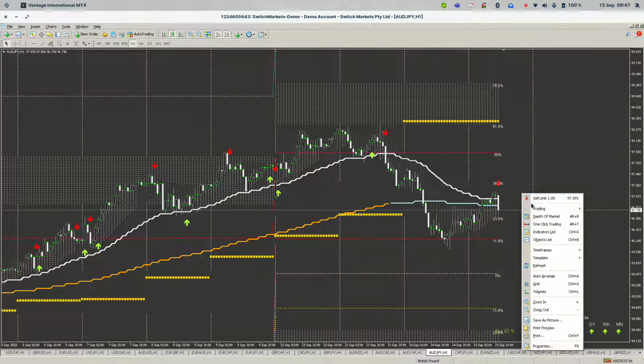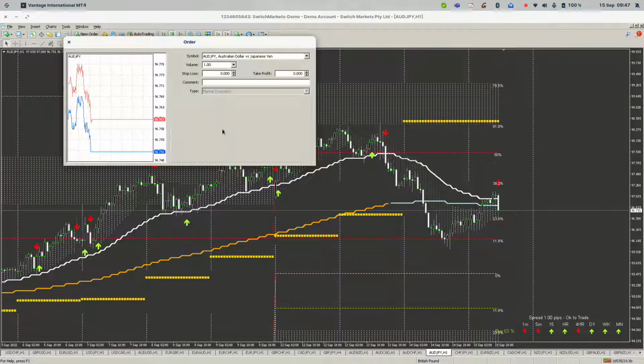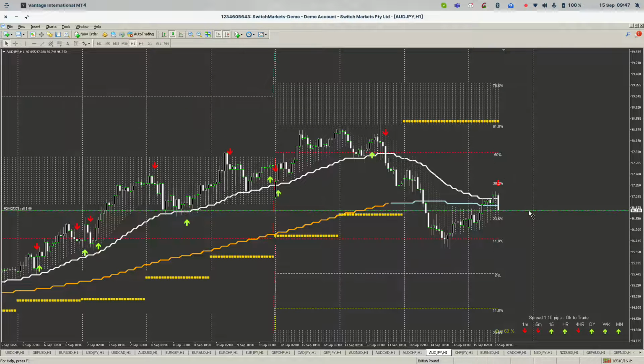Let's put the trade on. So trading, new order. I'll show you how I set it up. I'm going to sell it. And then my first target is not the 11.8. My target's the 0%, all the way back down there. My stop loss is going to be above the high there. So my risk reward is correct.